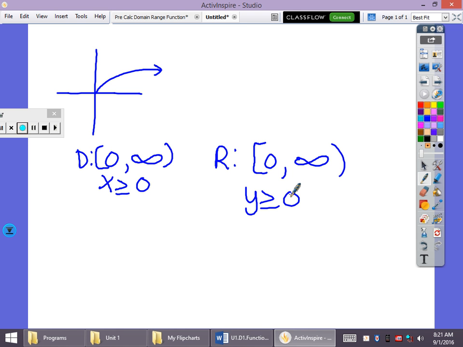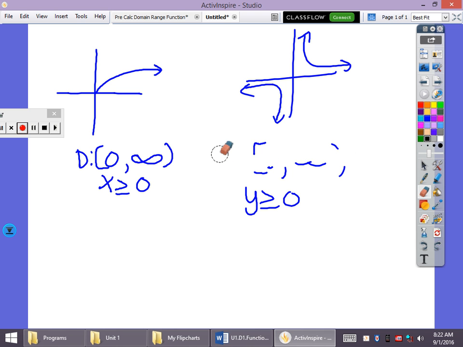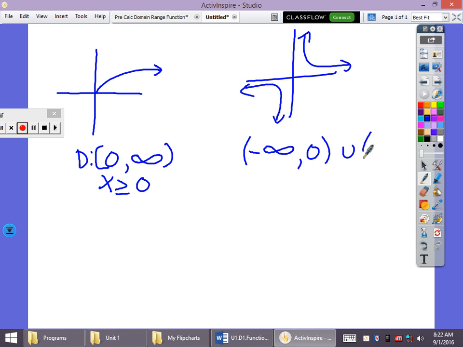All right? The next one is our split graph. And this one, you can say for the domain and for the range, it's all real numbers except 0. Domain and range, all real numbers except 0. If you wanted to do it in notation form, it would be negative infinity to 0, union, 0 to infinity, and that would be true for the domain and for the range. It covers the full graph. Okay?